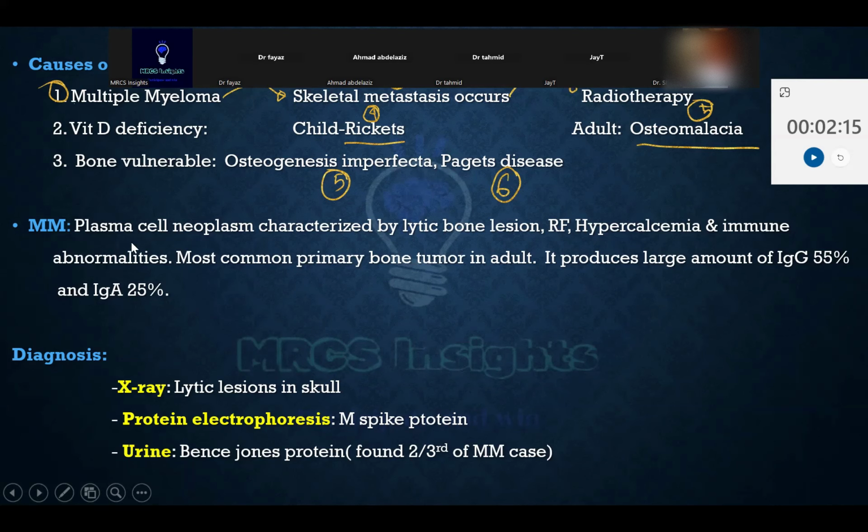Okay, very good. And multiple myeloma, you have told nicely that it's a plasma cell neoplasm, which is characterized by lytic bone lesions, renal failure, hypercalcemia, and immune abnormalities. And it is the most common primary bone tumor in the elderly. Now, how do we diagnose multiple myeloma? You have told the CRAB features, and also some investigations: in X-ray, you will find lytic bone lesions in the skull, in protein electrophoresis there will be a spike protein, and in urine you will get Bence-Jones protein. And this Bence-Jones protein will be found in 2/3 of cases of multiple myeloma.